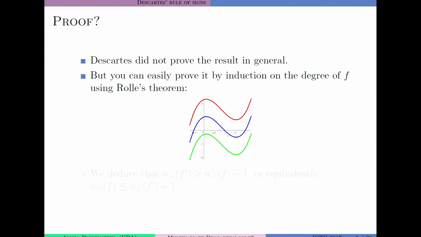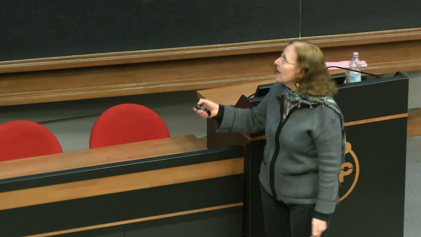So it tells you that between two consecutive roots of f, there has to be a root of the derivative. So I have two roots. Here I have a point with horizontal tangent. Here I have two roots, I have another one. So I have three. F has three real roots, and f prime has two. And if you count with multiplicity, this is also the case.